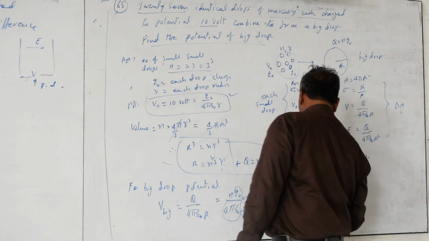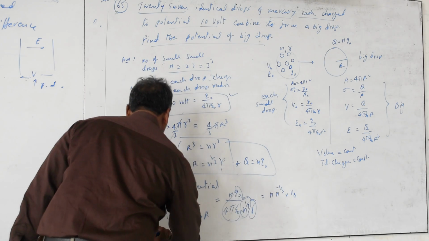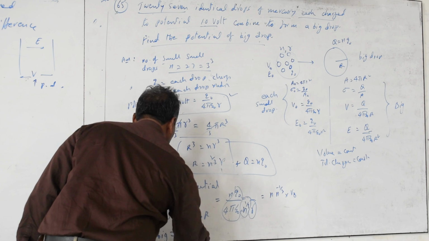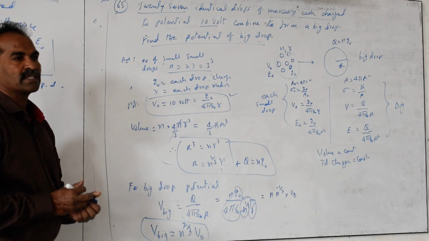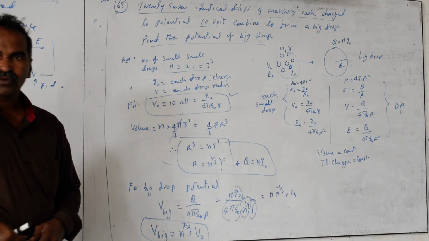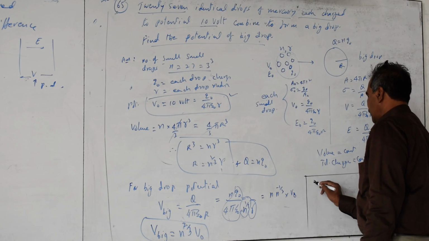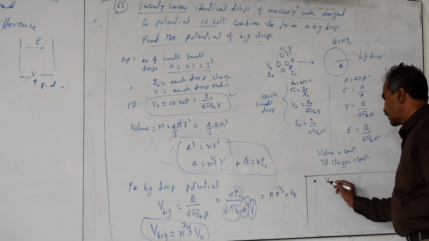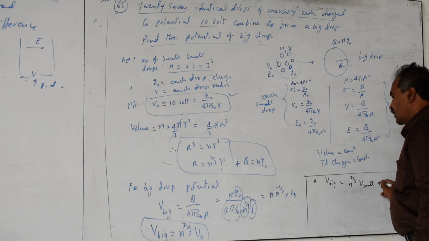So what you get in the relation is, the power is 1 minus 1 by 3, which is 2 by 3. The result is V big equal to n to the power of 2 by 3 into V naught. This V naught is nothing but V small. So that formula you have to remember. I am writing the final step here. Once again, you don't have to write all these steps. Finally, this only you have to write: V equal to n to the power of 2 by 3 into V small, the potentials.